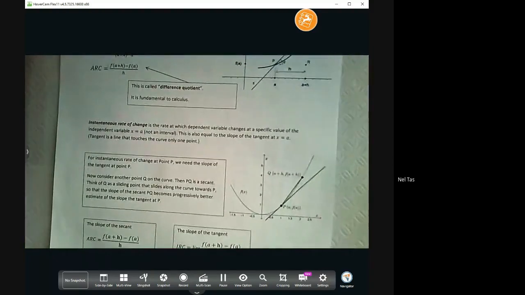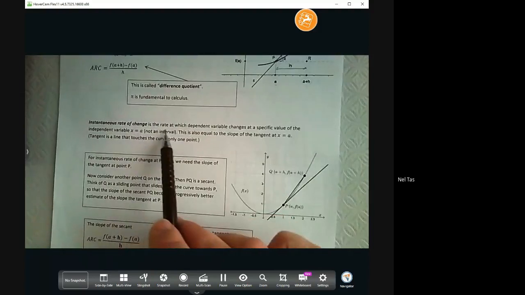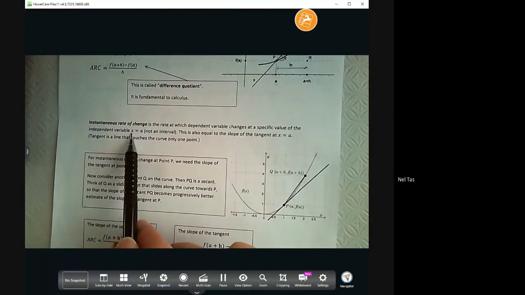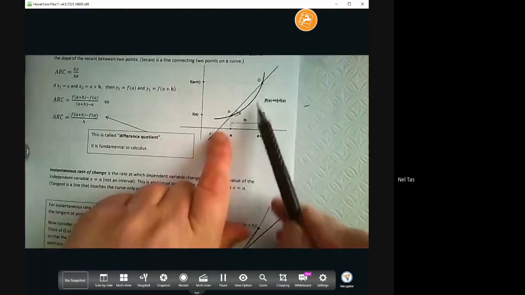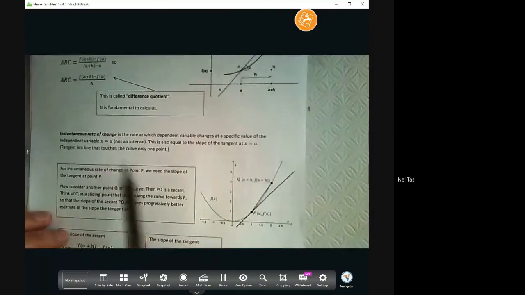What is instantaneous rate of change? It is the rate at which the dependent variable changes at a specific value of the independent variable x. So this is not an interval. When you're calculating the average rate of change, you have an interval from a to a plus h. But this time, you want to know the rate of change at one point only. Let's say at point P. Okay. So this is also equal to the slope of the tangent at x equals a.